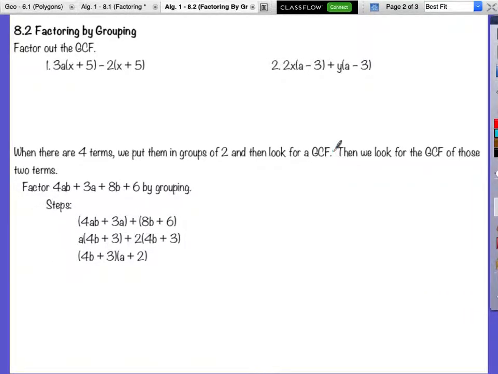There you go. So, we're factoring by grouping in 8.2 here. So if everyone goes to 8.2 in their notes, please and thank you. Short little section here.